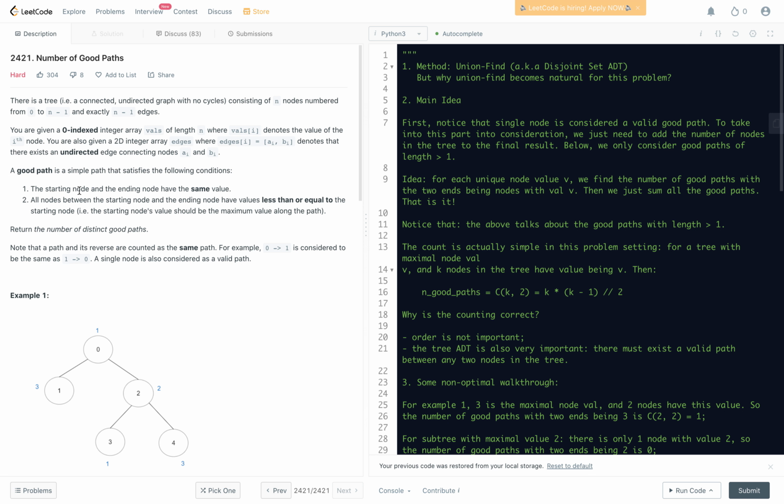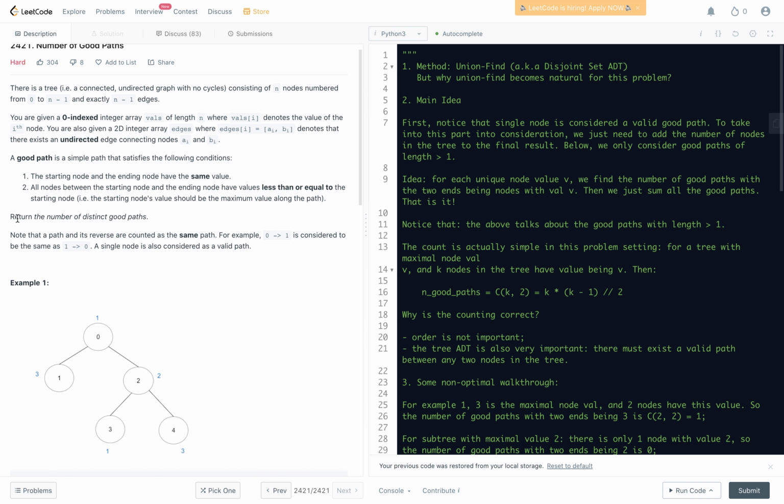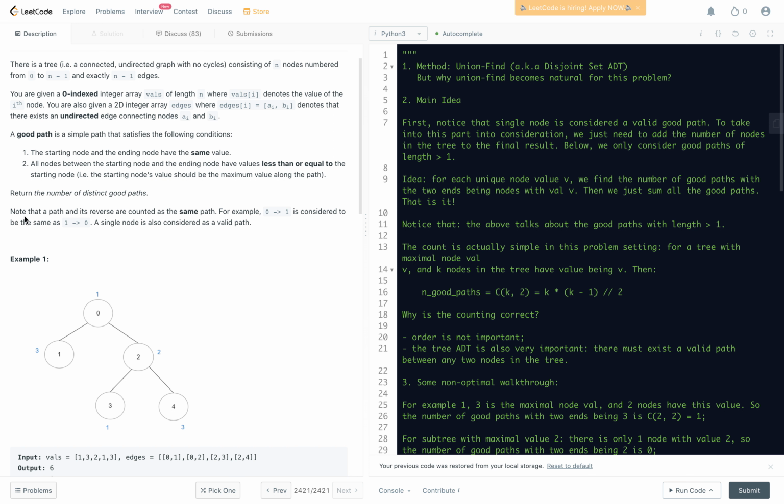So next is the definition of a good path. So a good path is a simple path that satisfies the following conditions. First, the starting node and the ending node have the same value. Second, all nodes between the starting node and the ending node, if we have intermediate nodes, have values less than or equal to the starting node. So the problem asks us to return the number of distinct good paths.